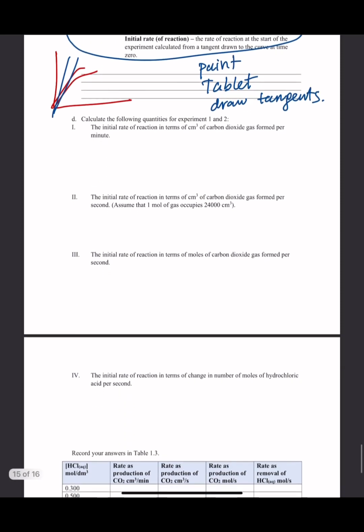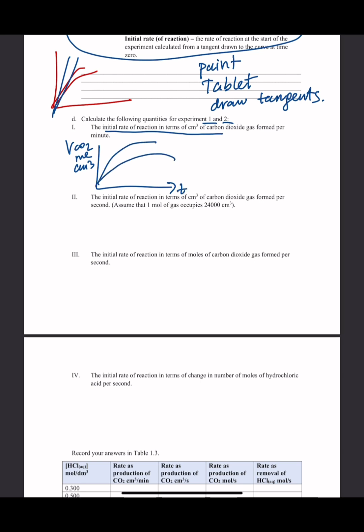Now calculate the following quantities for experiment 1 and 2. The initial rate of reaction. Okay, so do you remember we measured volume of CO2? We said milliliter, and milliliter is same as centimeter cube. You had it with time. So once you go with your tangents, you draw for initial rate for different graphs, you will get your initial rate.